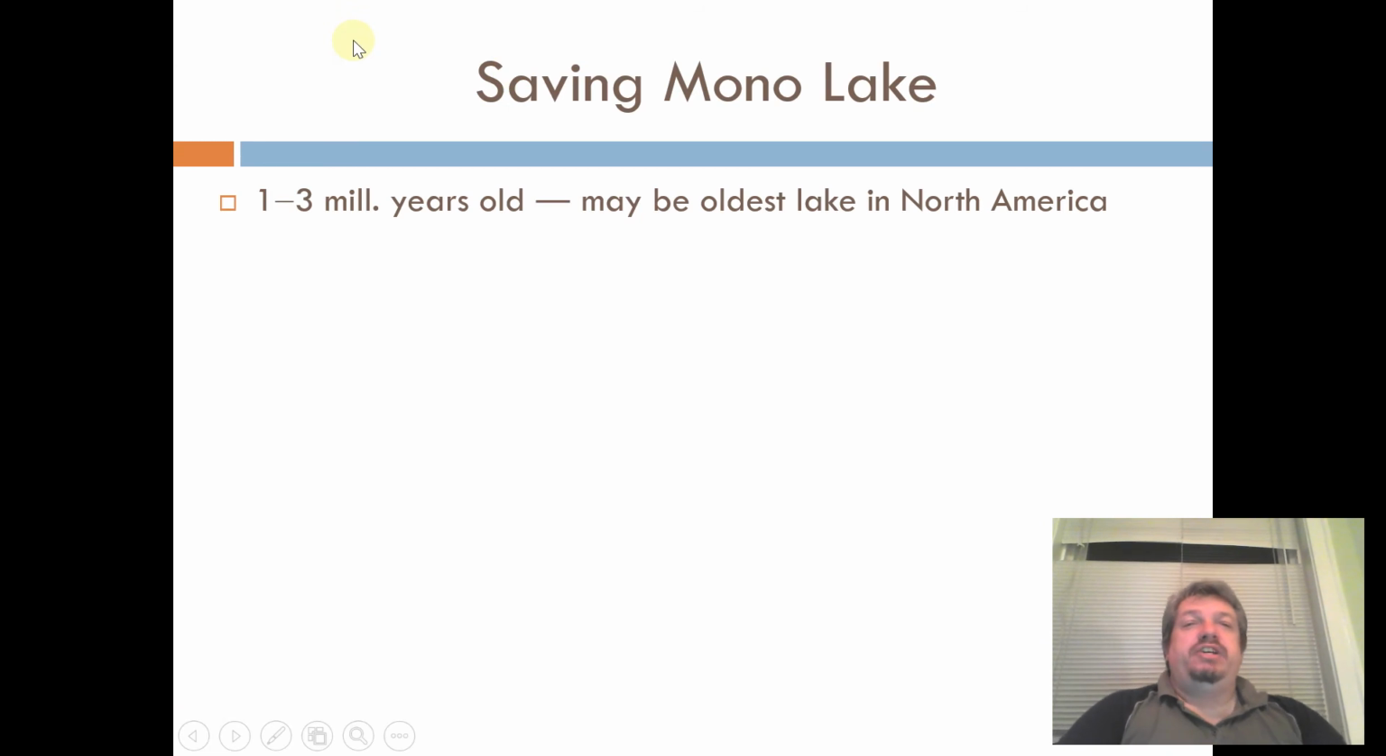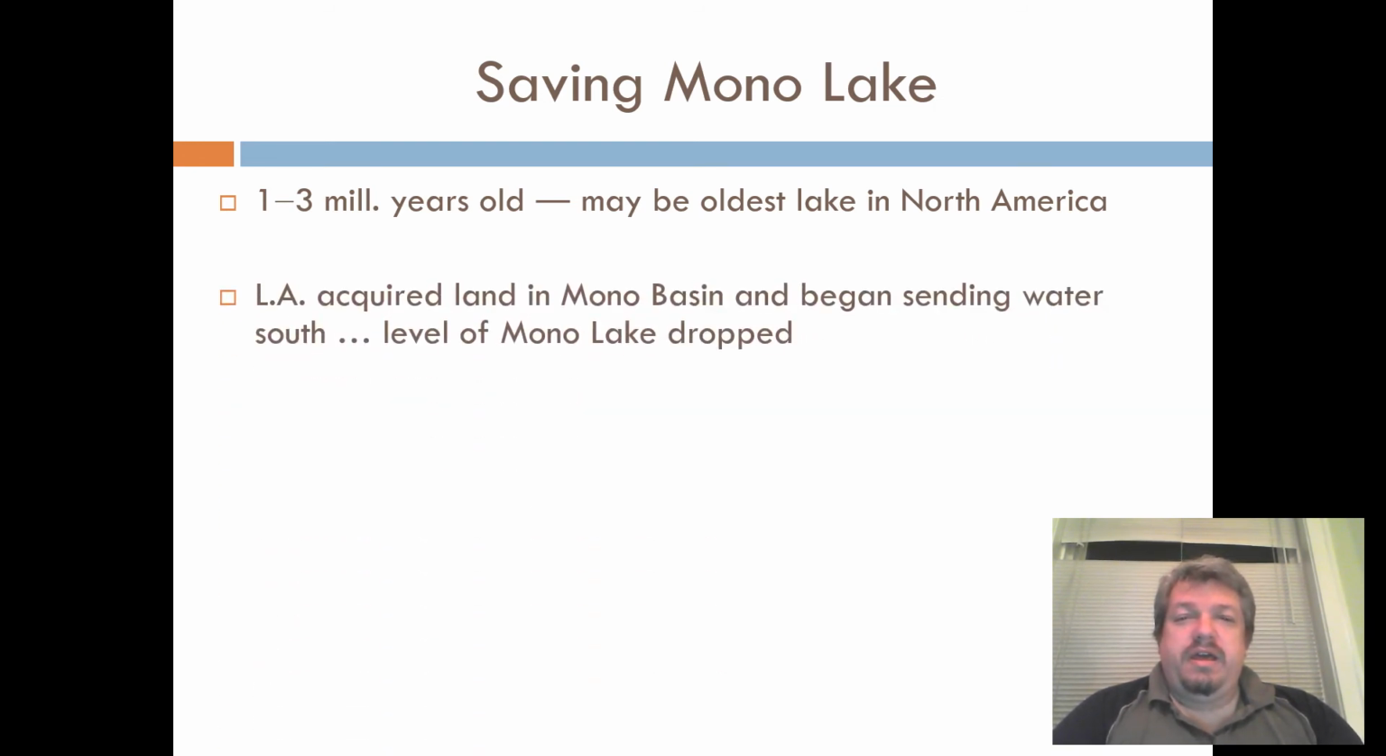There's some background information. It's unique because we think it may be the oldest lake in North America, 1.5, maybe 2 million years old. By comparison, Lake Michigan is probably 25,000 years old, so much older. Okay. Now LA did the same thing. They bought all the land around the lake. They started draining it, and the level began to drop.